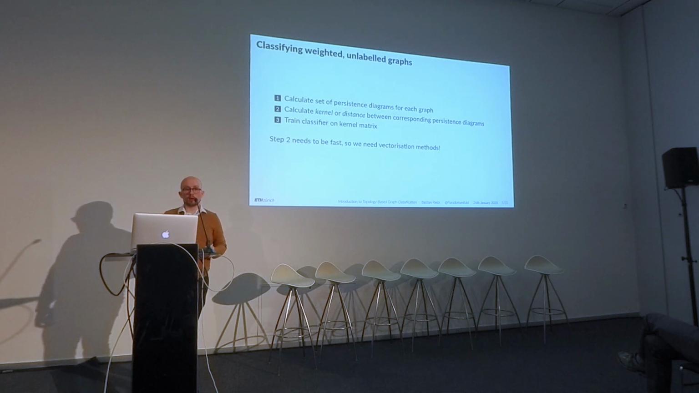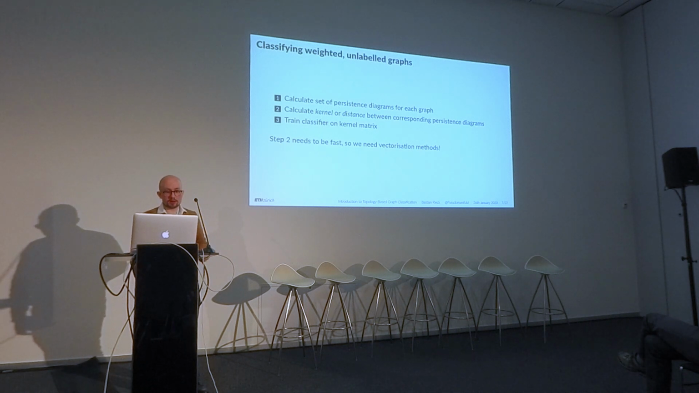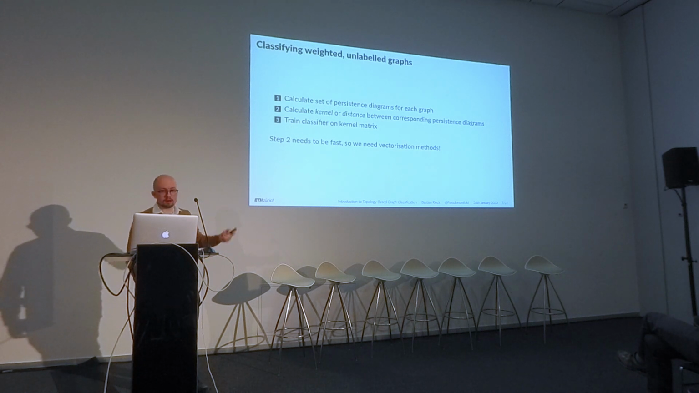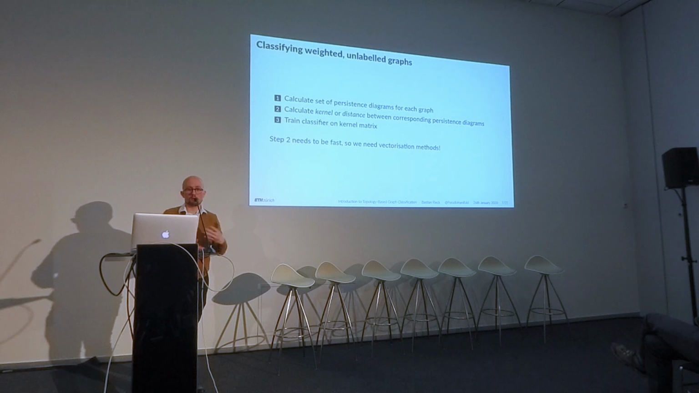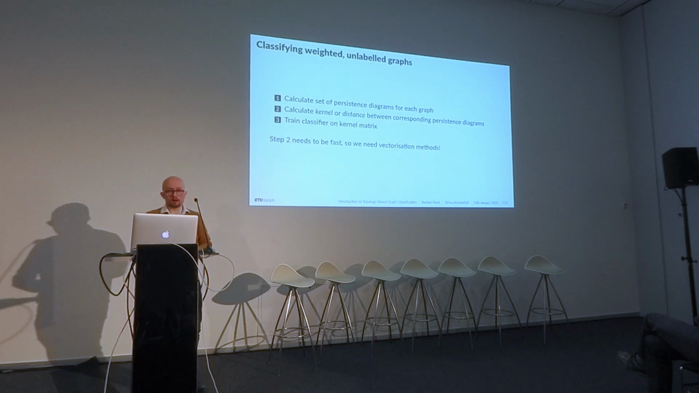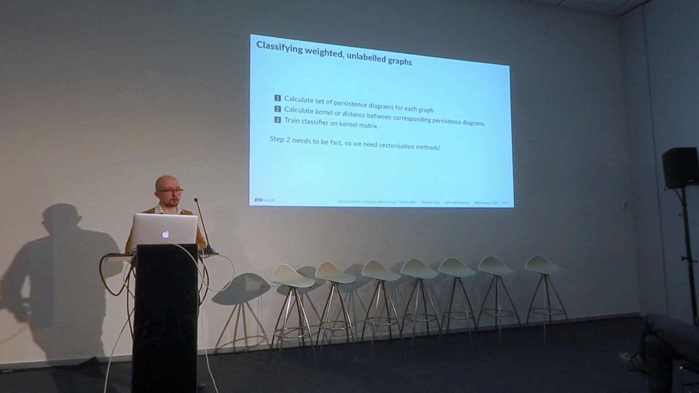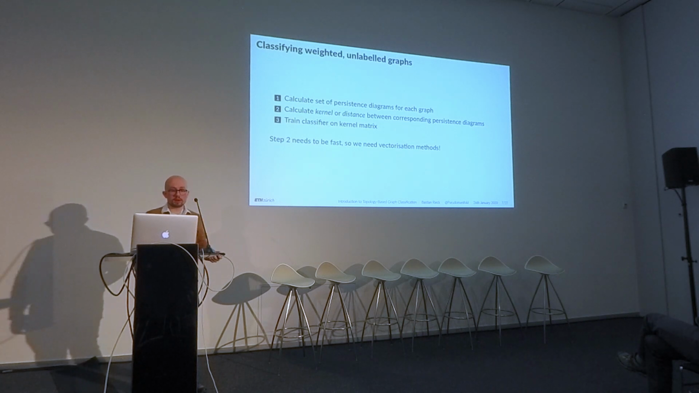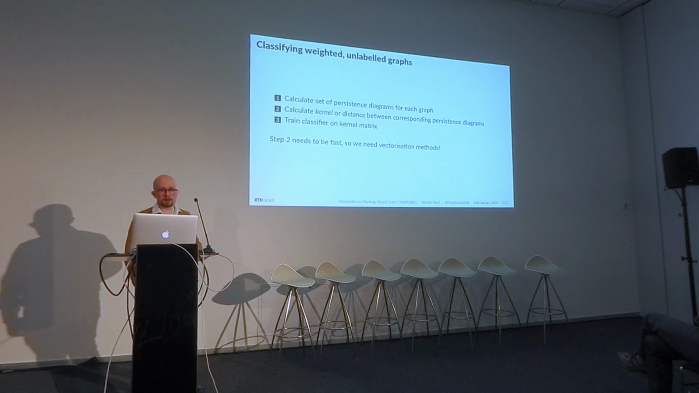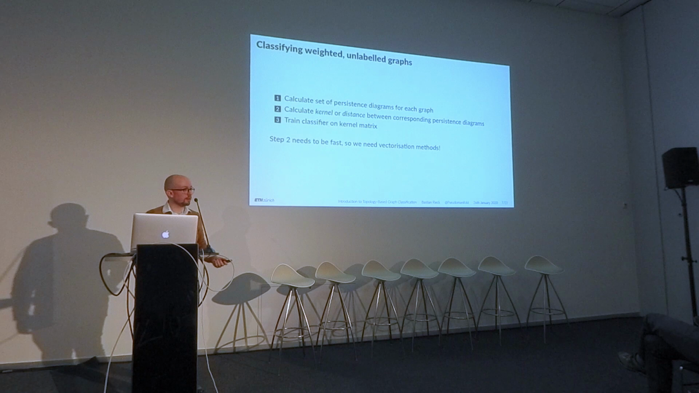So already we have one simple recipe for the classification process, namely, if we have a weighted graph which is unlabeled, so just something where we can do our filtration on, then you now know how to calculate persistence diagrams. And it's possible, as you've seen in the previous talk, that there are distance measures or metrics between persistence diagrams. So you could calculate a kernel based on them or a distance between them. And then you could train a classifier on that kernel matrix, or you could train a classifier based on the distances. And then you would already be able to classify the graphs.